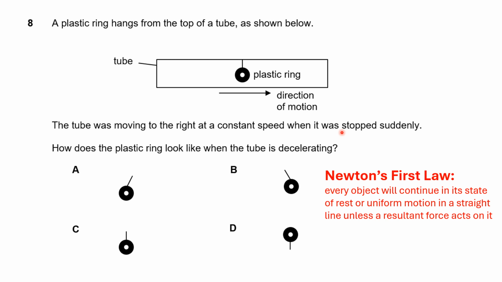What Newton's first law states is every object will continue in a state of rest or uniform motion in a straight line as long as there is no resultant force acting on it. So in that moment where the tube is starting to decelerate, the plastic ring hasn't experienced any change in its force. There's no net force, no resultant force. Therefore, it would want to continue moving towards the right at the same constant velocity. However, because the tube has stopped, the tube is not moving, but the ring continues to move, and you will get B as the configuration of the tube and the ring.